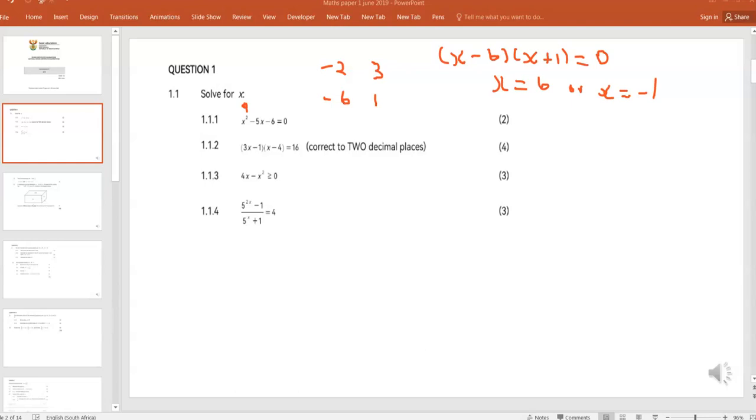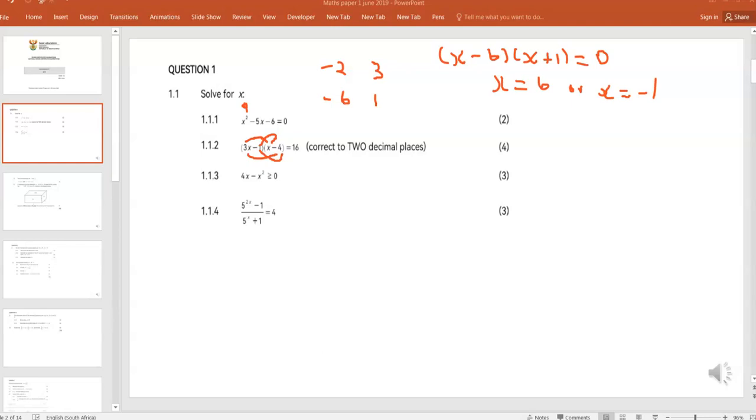Second question, we're given brackets. Remember, every time in algebra, whenever they give you brackets like this, you must always multiply the first number with the first number of the other bracket. For example, this 3x will multiply this x first, and then the 3x will multiply the -4. Then the -1 will multiply that x, and also the -1 will multiply the -4.